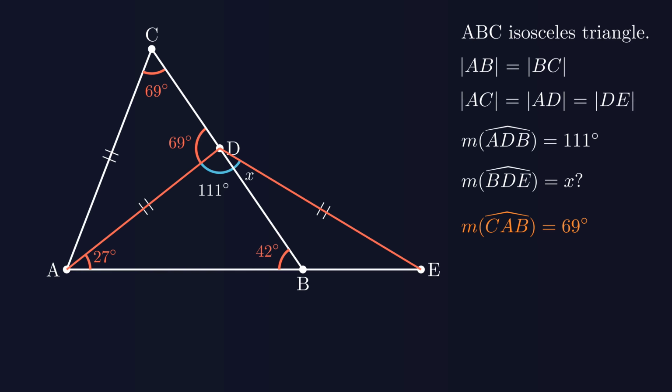Now let's use that red isosceles triangle. If angle A is 27 degrees, then angle E must also be 27 degrees. And remember, the sum of two interior angles in a triangle equals the exterior angle opposite them. So X plus 27 equals 42, which means X is 15 degrees.